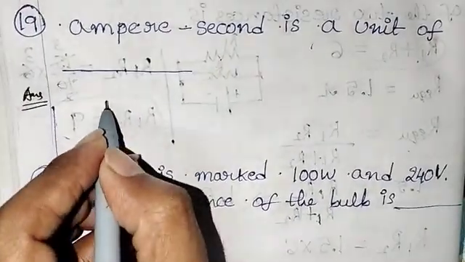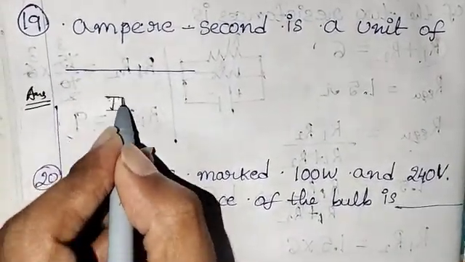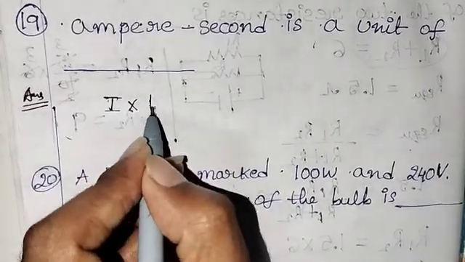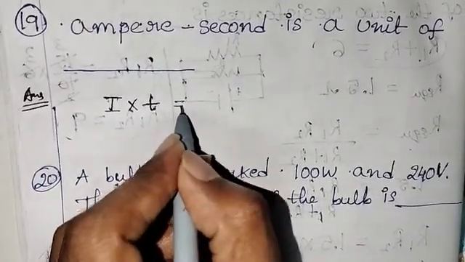Ampere is a unit of current first of all, I. Second is a unit of time. I into T is equal to what?